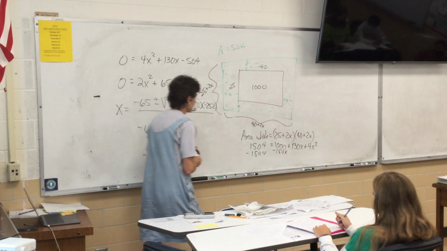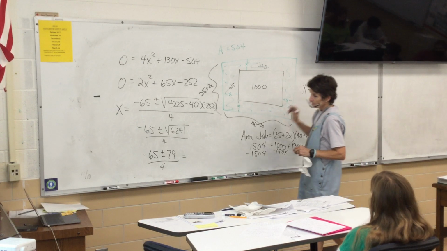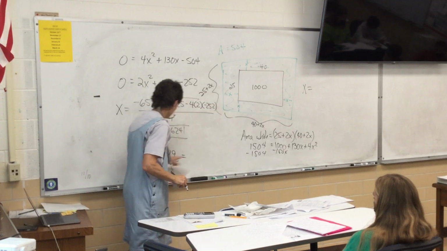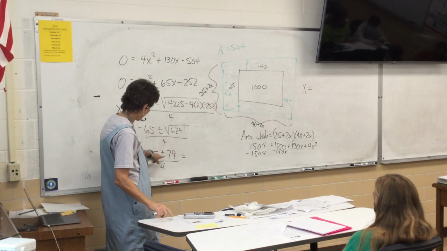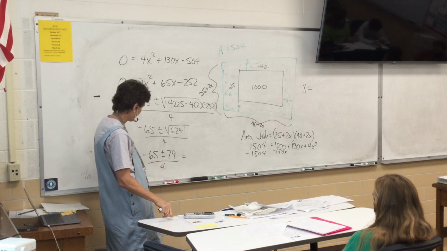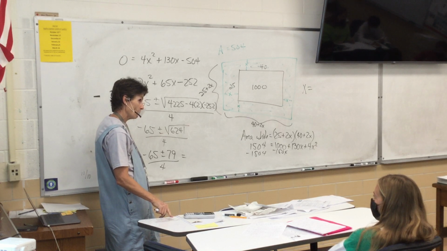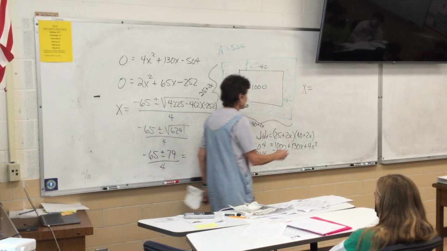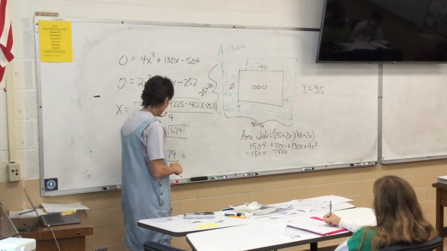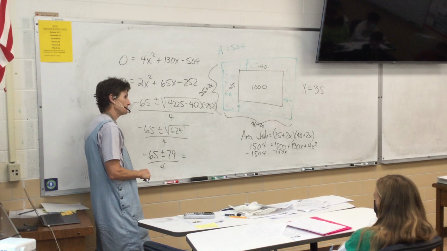Okay, so what are my answers? What are my x values? Well, it can't be the negative one, right? X can't be negative, so I'm gonna throw that out. Negative 65 plus 79 is 14, divided by 4 is 3.5. So the width of the strip is 3.5. Negative 65 plus 79 divided by 4.